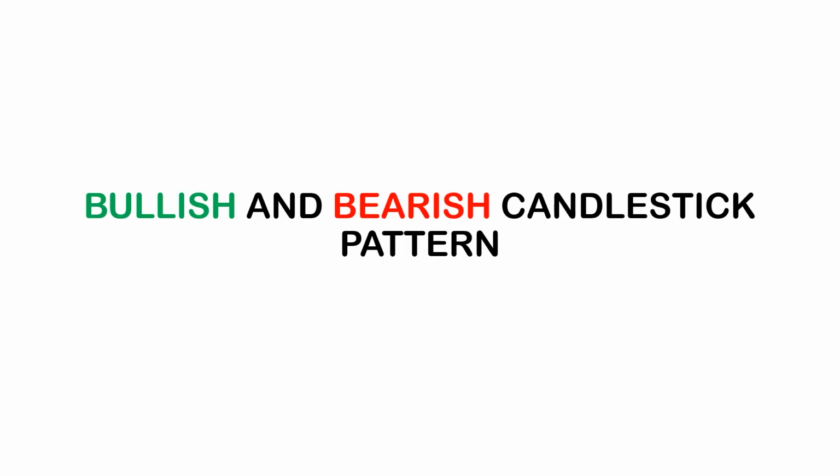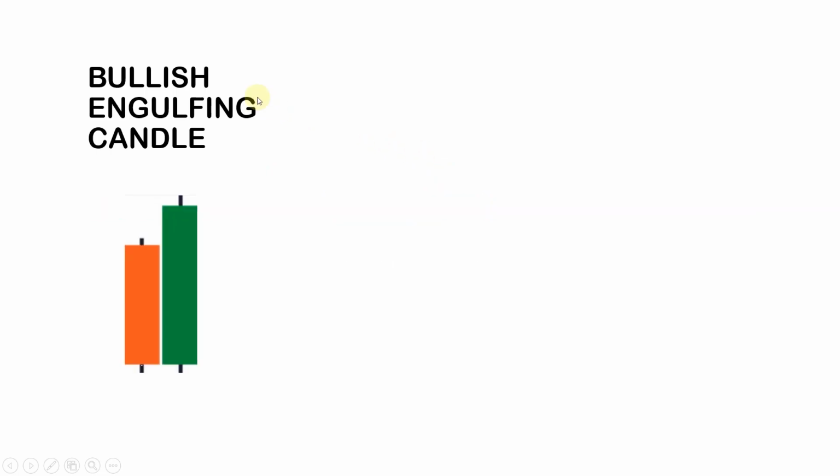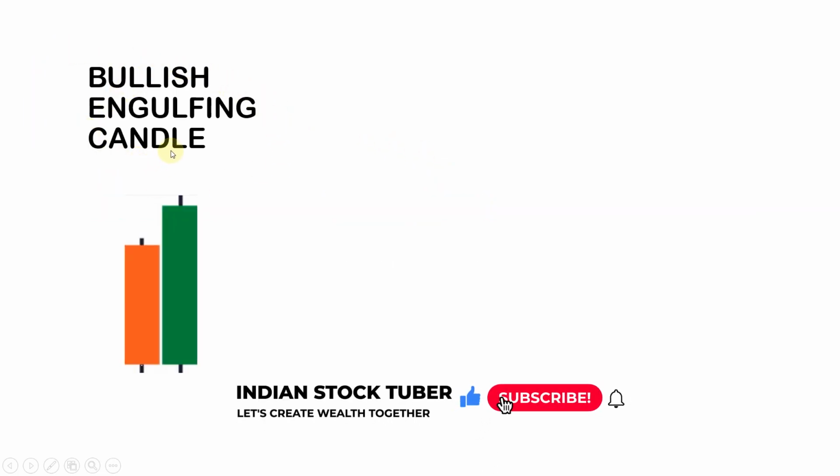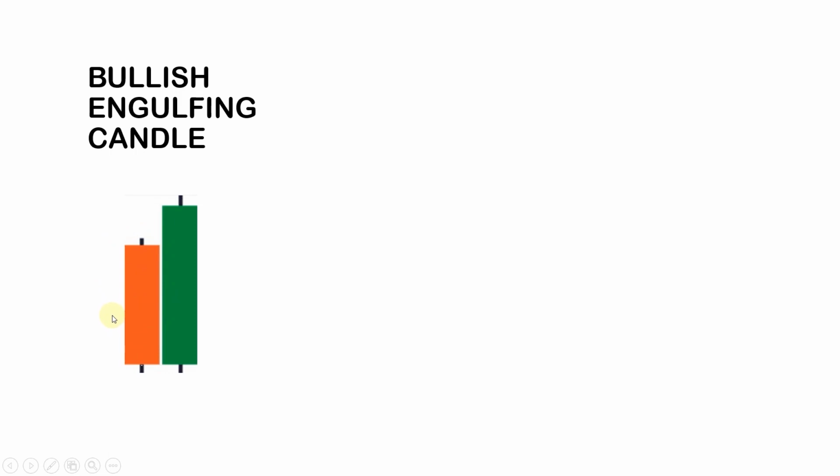Up till now, we have seen how candlesticks are formed and how to read them. Now let's see the types of bearish and bullish candlestick patterns. The first one is a bullish engulfing candle. In this pattern, you can see that the green candle has engulfed the last red candle, right? So what does it mean? The sellers tried to push the price lower, but buyers came into action and pushed the price higher than the previous candle, right?